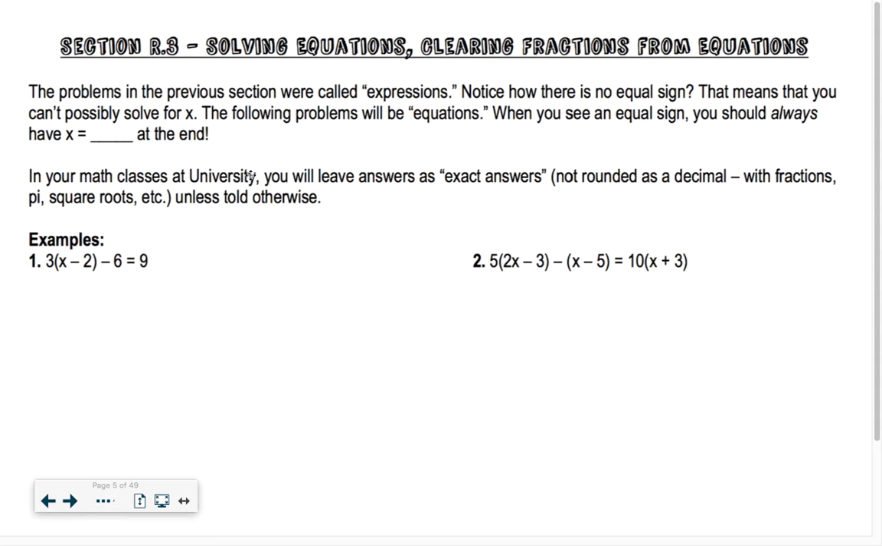All right, so number one, we have 3 times the quantity x minus 2, minus 6, is equal to 9. With equations, if I had x plus 6 equals 13, what we're saying is some number added to 6 gives me 13. And in our head, we don't have to do the transition steps. Almost all of you will know that that's going to be 7.